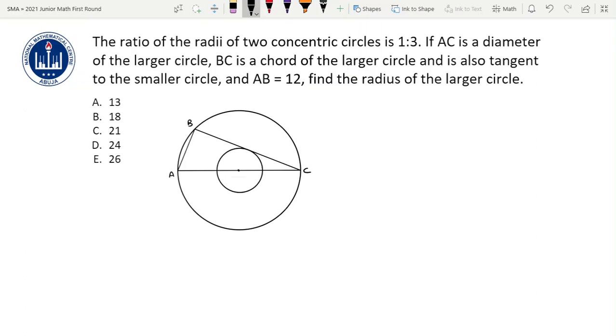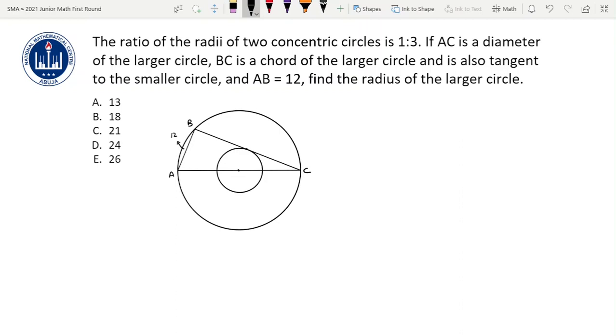I'm also told that BC is a chord of the larger circle, and BC is also tangent to the smaller circle. So we have BC tangent to this smaller circle at somewhere around this point here. And we're given that AB is 12, and we're asked to find the radius of the larger circle.